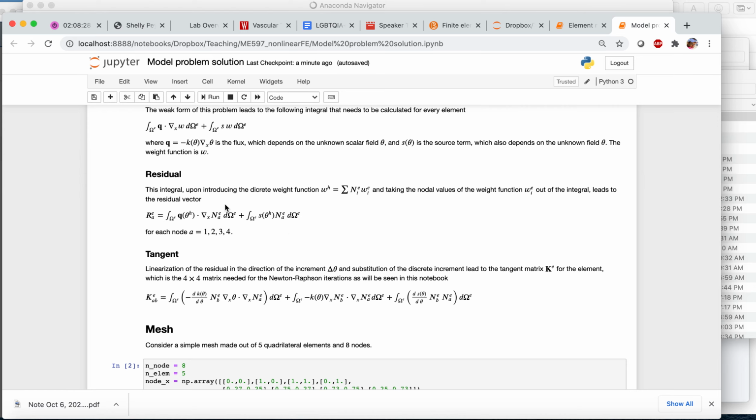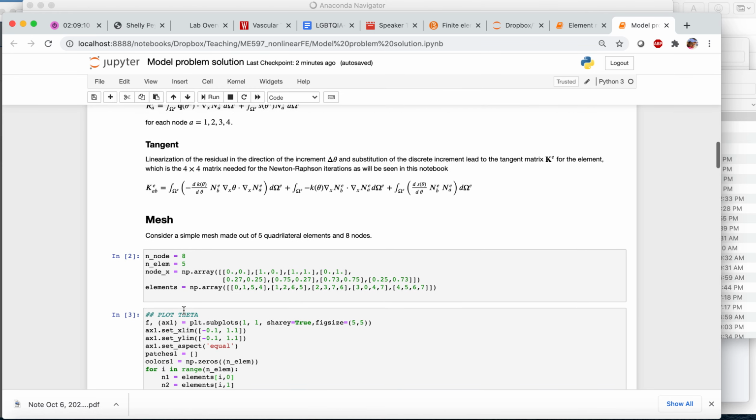For the tangent, you need to linearize this in the direction of an increment of theta. So that means linearizing the flux, linearizing the source term. And then when you plug in, similar to the W's, the discretization of the increment, you end up with just basis functions. So you end up with some derivatives, and then shape function B. You still have the shape function A that you had before, some derivatives, and then shape function B and shape function A. And same here, some derivatives, and you end up with shape function A and shape function B. And so as you plug in the different combinations of A and B, 1, 2, 3, 4, you end up with this 4x4 matrix.